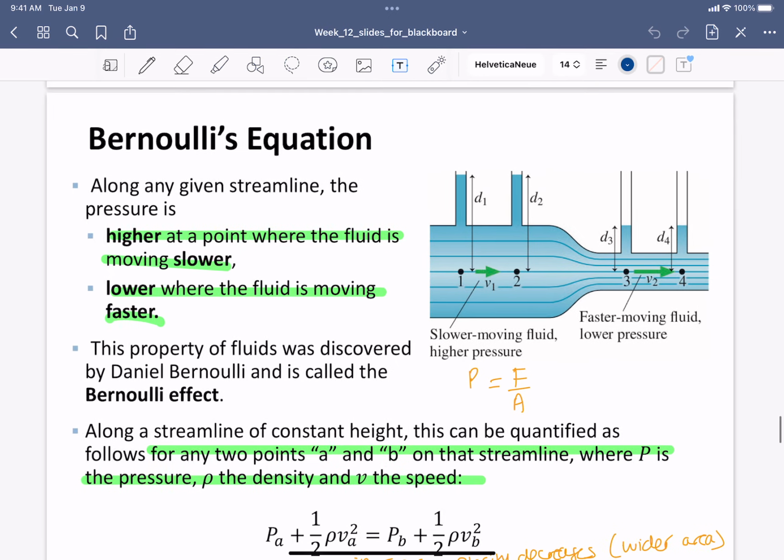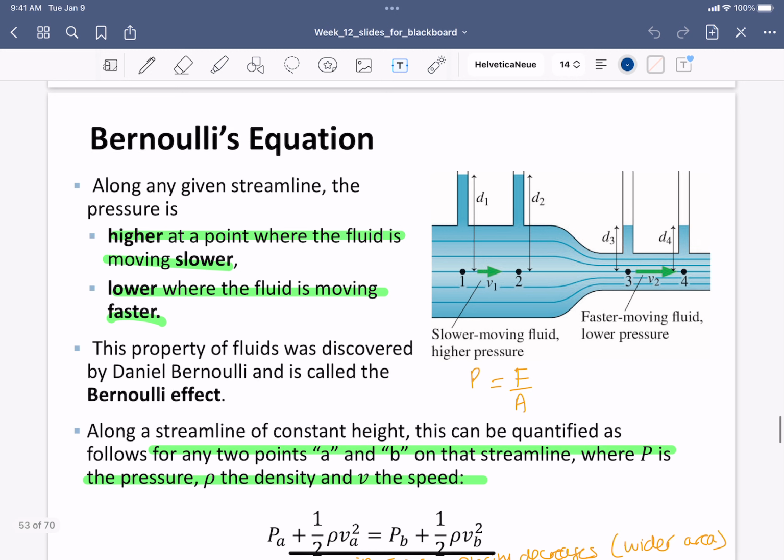So imagine this is your artery, right? You have consistent flow through here. Let's say it constricts or there's a blockage or something, so there isn't a lot of space for the blood to flow, for example. According to the Bernoulli effect, pressure is actually higher where the fluid is moving slower, right?